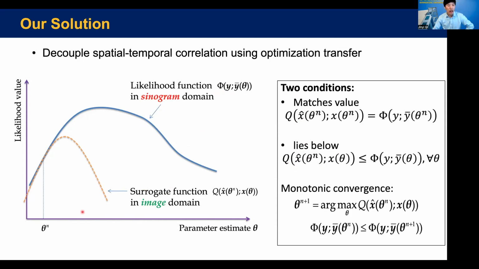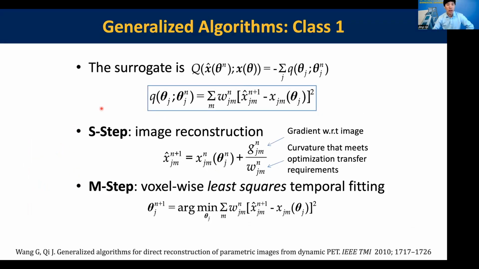Then if we maximize the surrogate function, we get to a new point, and it's guaranteed this new point will have a higher objective function than the original point. Therefore this guarantees the monotonic increase of the objective function. And by the two conditions, we can also guarantee this iterative procedure converges to the true maximum point of the original objective function. Over time, we have developed two types of algorithms using this optimization transfer, depending on what surrogate function we use.